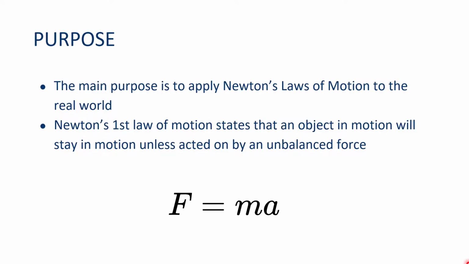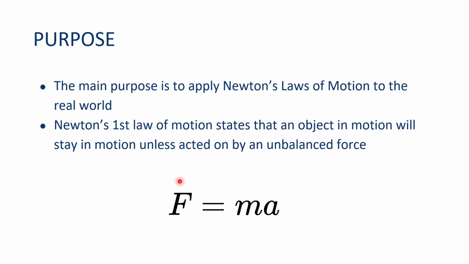Newton's first law of motion states that an object in motion will stay in motion unless it is acted on by an unbalanced force. Newton's second law of motion is presented here, where force is equal to mass, which should remain constant, times acceleration, which should be zero if there are no unbalanced forces. Thus, the net force should equal zero.